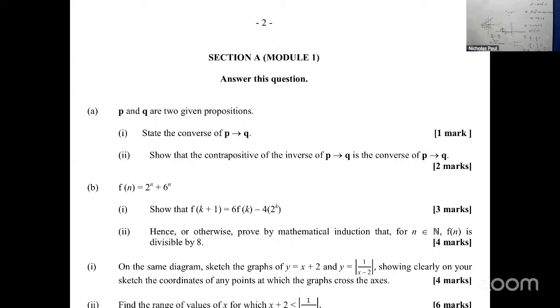So part A is simple, right? Part B is not very easy. The ones that are easy we're leaving out.